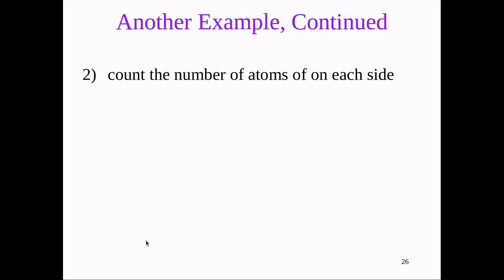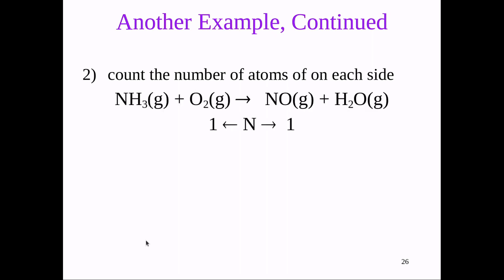So the first thing we're going to do is count the number of atoms on each side. We have one nitrogen here, one nitrogen here. We have 3 hydrogen here, and 2 hydrogen in our water. We have 2 oxygens here, and we have 1 oxygen from NO and 1 oxygen from our water. So we have 2 and 2. Oxygen is balanced. Nitrogen is balanced. It's pretty obvious that the first thing we might want to balance here is going to be hydrogen.